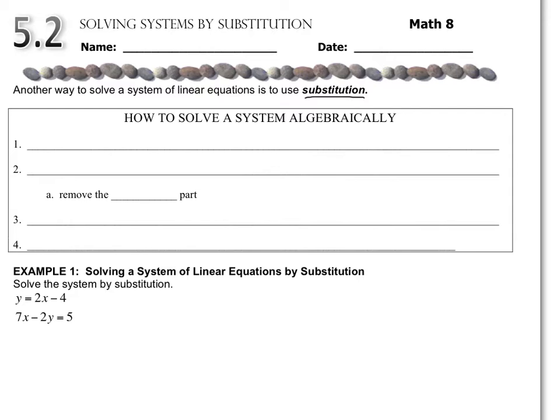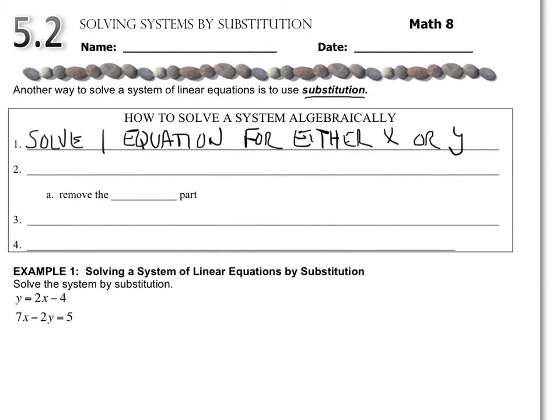So step one. We're going to solve one equation for either x or y. Remember, that means in one of the equations we're going to get x equals and put everything on the other side, or y equals and put everything on the other side. Remember, solving an equation means getting that variable by itself.